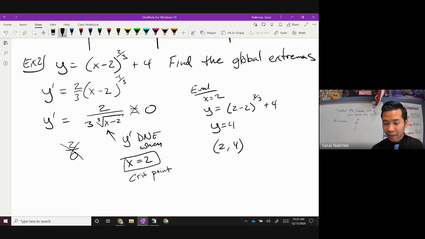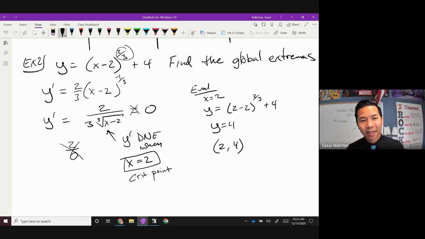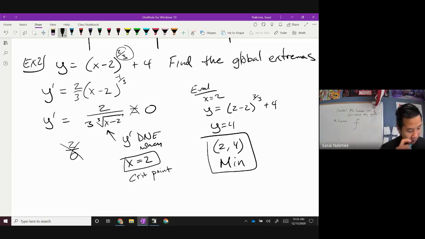And I'm just letting you guys know right now. Remember, what does this graph look like? Something to the 2/3. We graphed this earlier. It has a little cusp, right? It has a little cusp. And it actually happens to have a cusp where the minimum is. Where the minimum is.